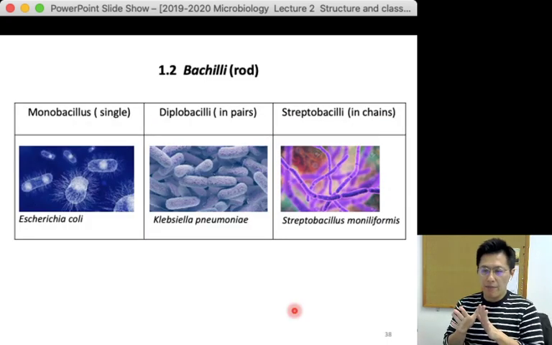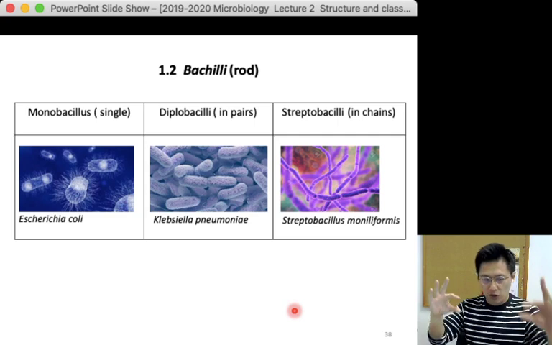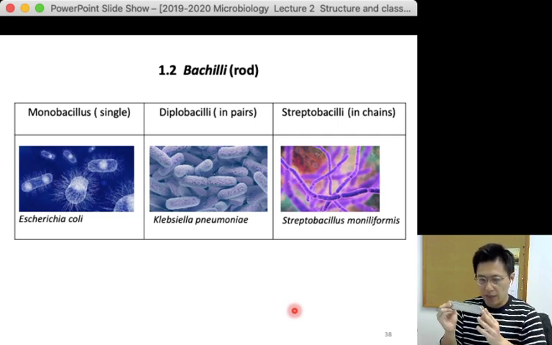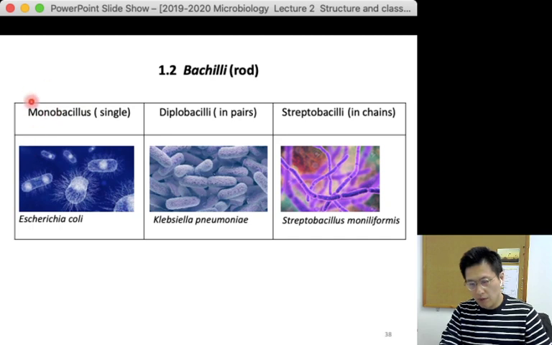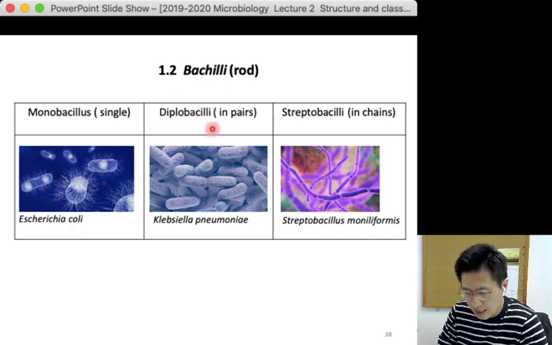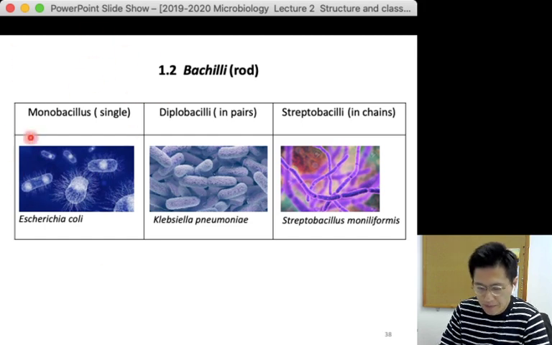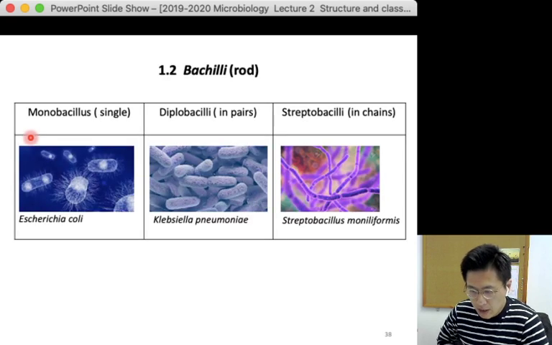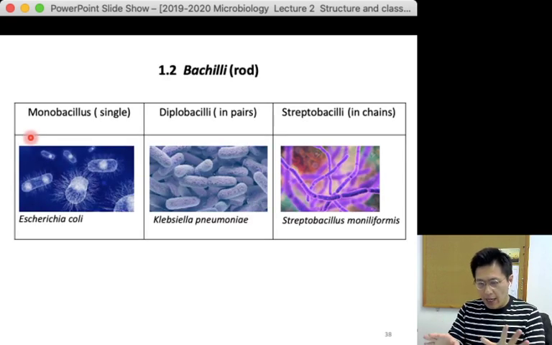Right, so let's take a look here. Now the second type is the bacilli. Bacilli means a rod shape. So this is a rod shape of bacilli. It can be a single form, the monobacilli, for example E. coli. The second one is a diplobacilli, such as pneumonia bacteria, which cause inflammation of the lungs. And there is a chain form. I'll introduce E. coli in the second and third lectures. Right, so that's it for the shapes and arrangements of the bacteria.